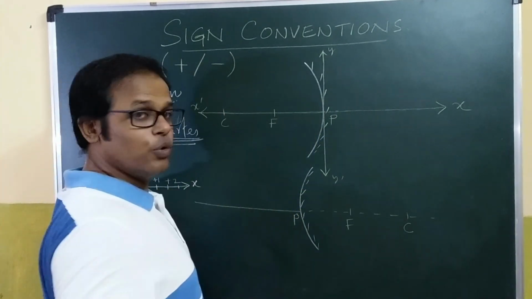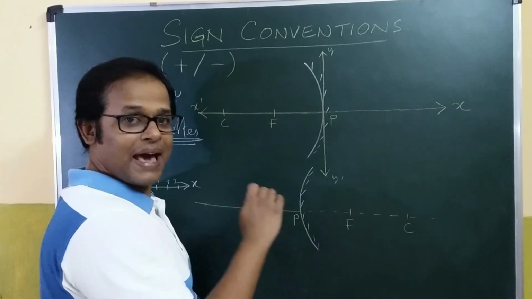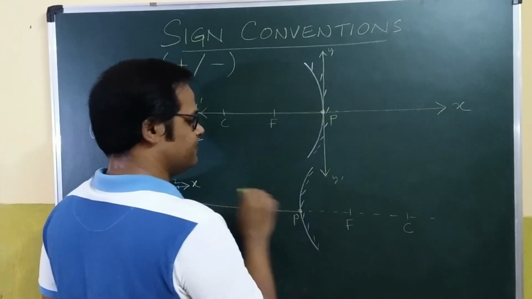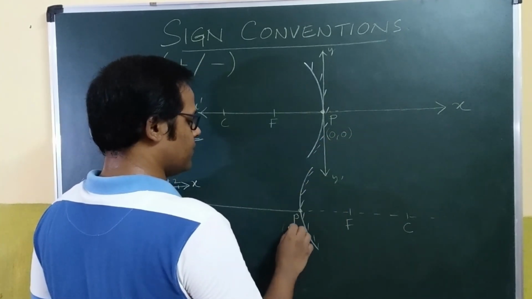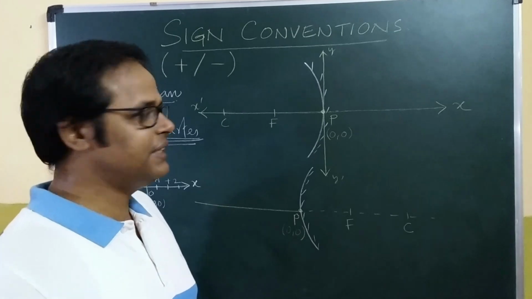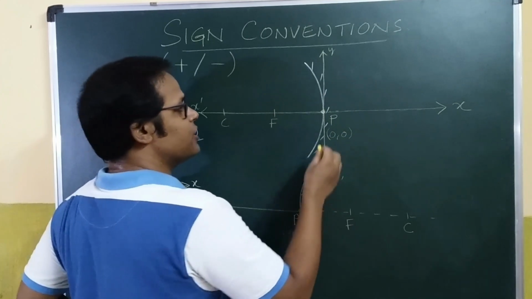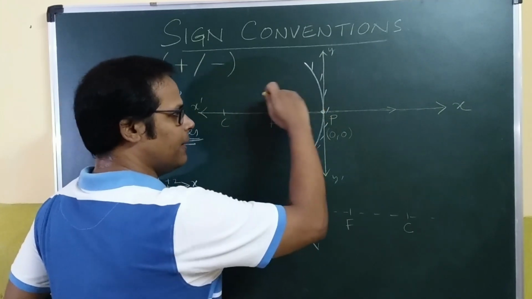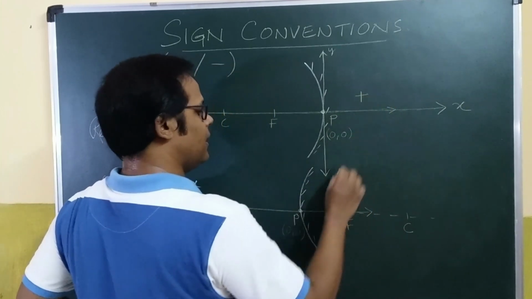Rule number 1. Now rule number 2 says any measurement done or need to be done parallel to the principal axis needs to be done from the pole of the mirror. So the pole will be considered as our origin. The pole will become our origin. That is our rule number 2. Simple. Rule number 3 says any measurement done parallel to the principal axis and measured from the pole to the right side, in both the cases, should be given a positive sign.